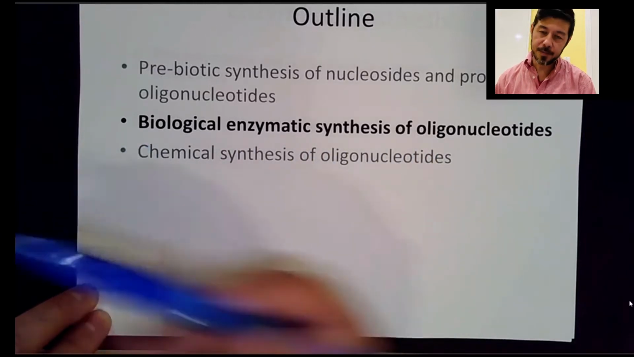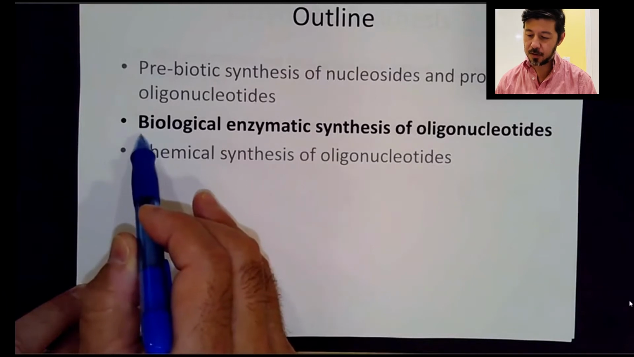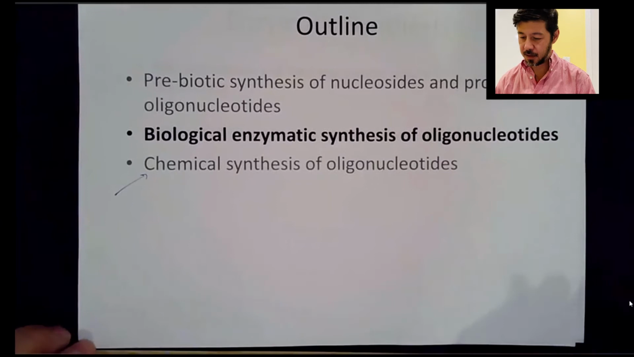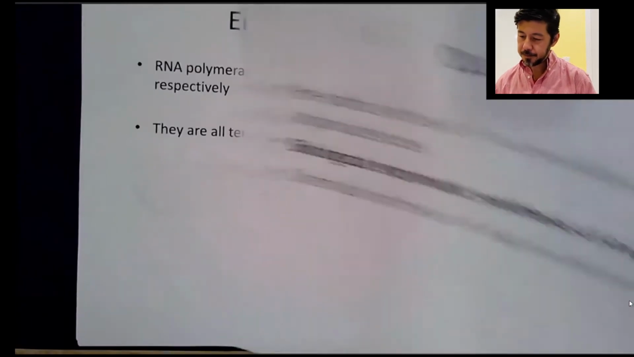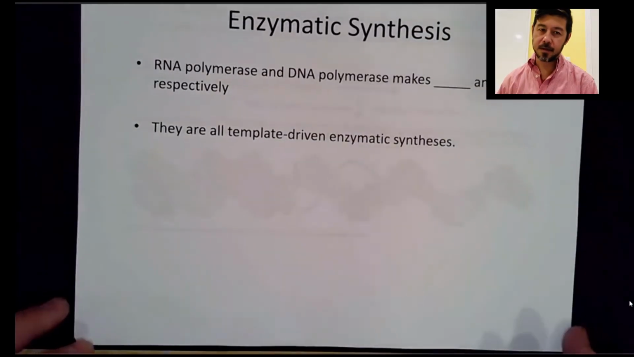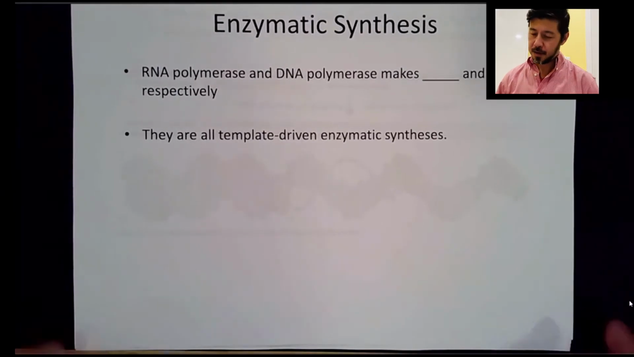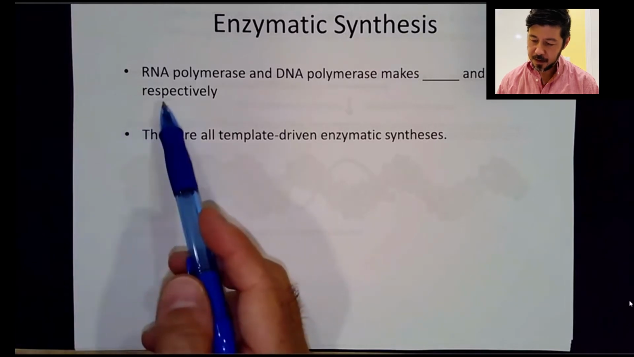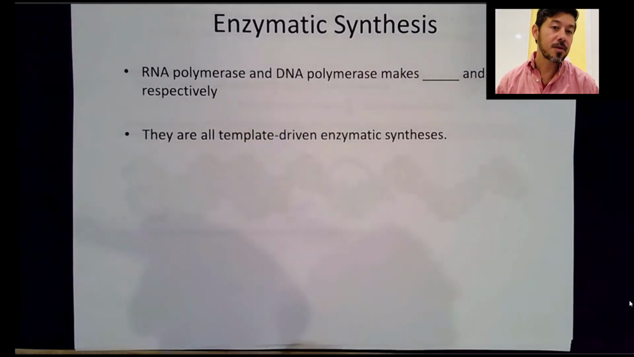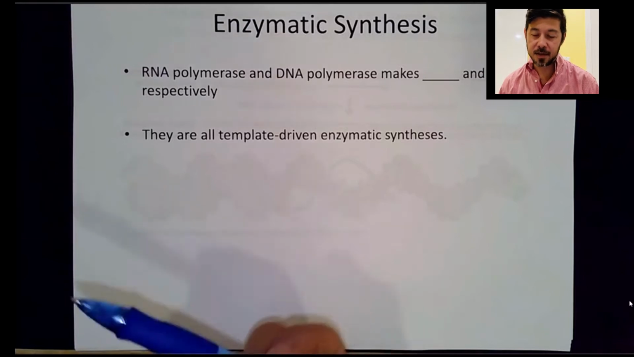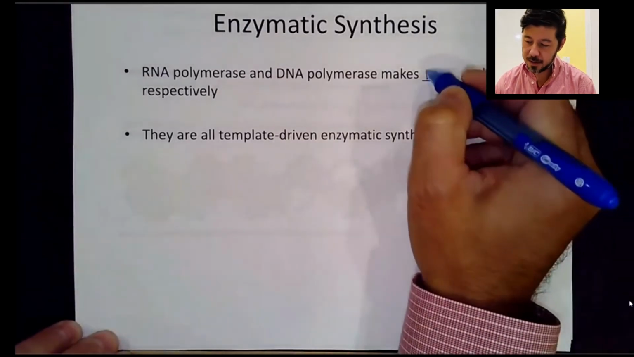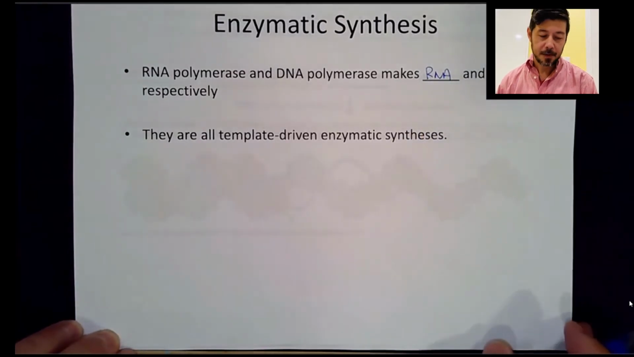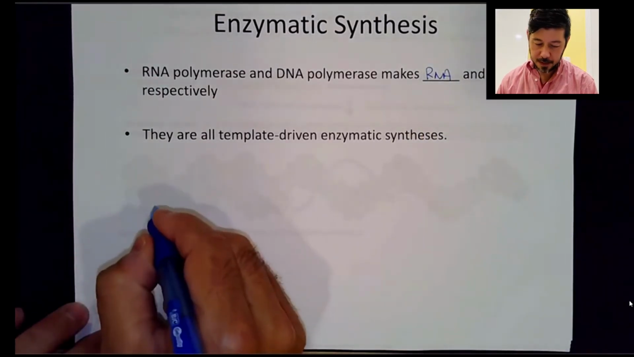And like we did with peptides, we're going to first do the biological, and then the next part will involve the chemical synthesis of oligonucleotides. Okay, so enzymatic synthesis. You've learned this already in some biology classes, and it's pretty intuitive. We have enzymes called RNA polymerases and DNA polymerases, and these make RNA and DNA respectively. And the way that they work is as follows.